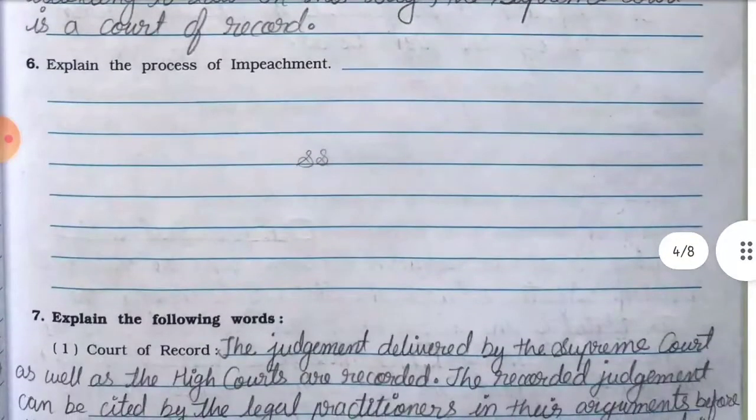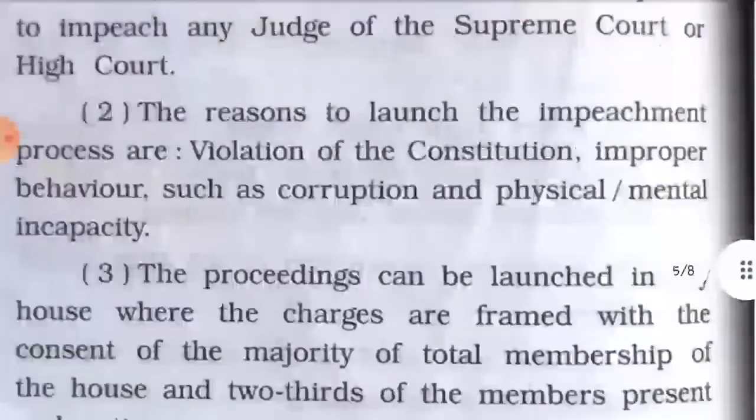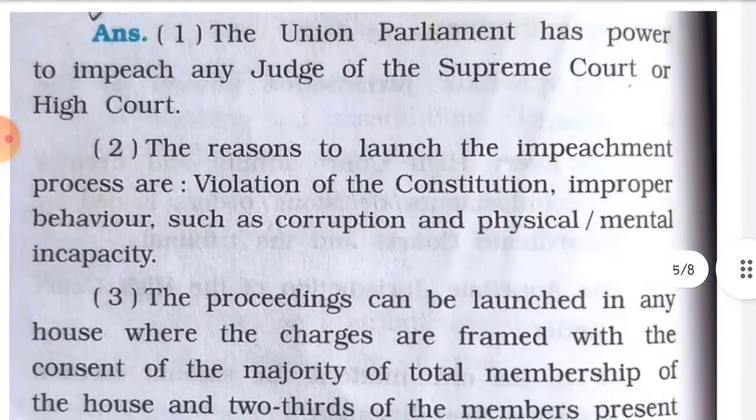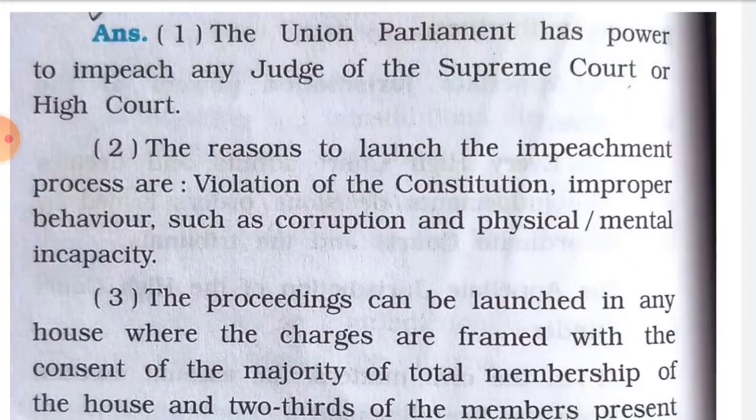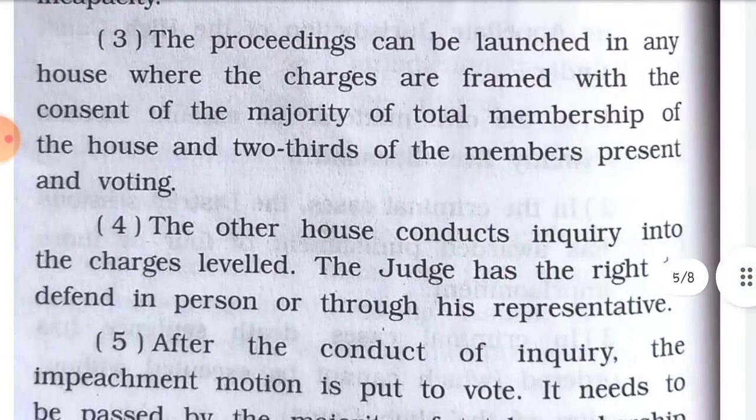Next, question number 6. Explain the process of impeachment. Here I have attached the answer. Point number 1. The Union Parliament has power to impeach any judge of the Supreme Court or High Court. Point number 2. The reasons to launch the impeachment process are violation of the Constitution, improper behavior such as corruption, and physical or mental incapacity. Point number 3. The proceedings can be launched in any house where the charges are framed with the consent of the majority of total membership of the house and two-thirds of the members present and voting.